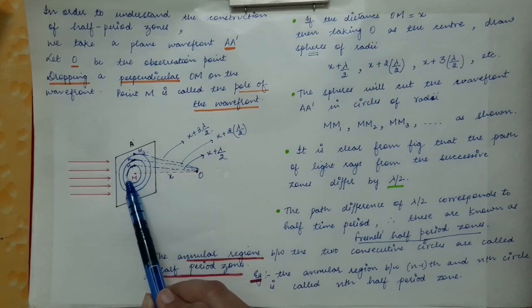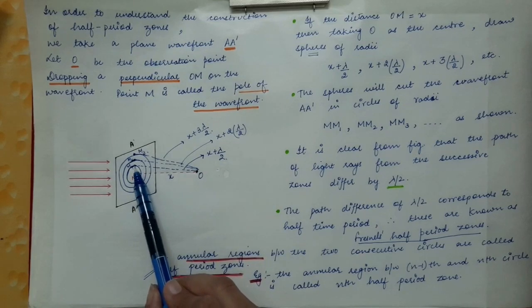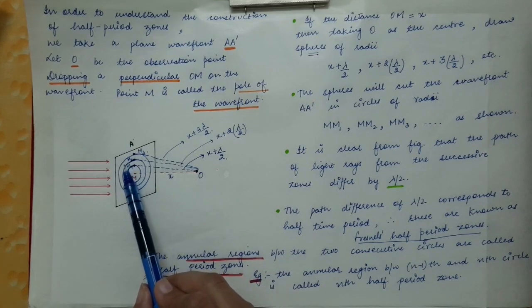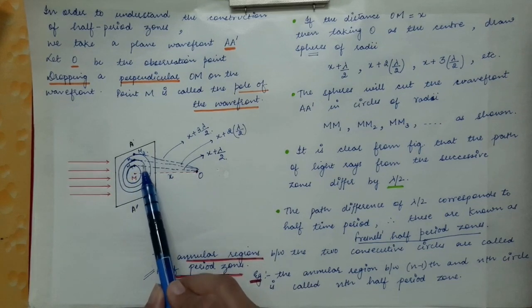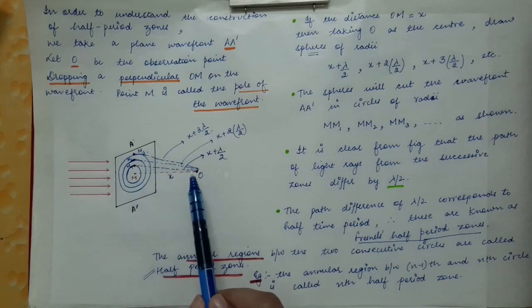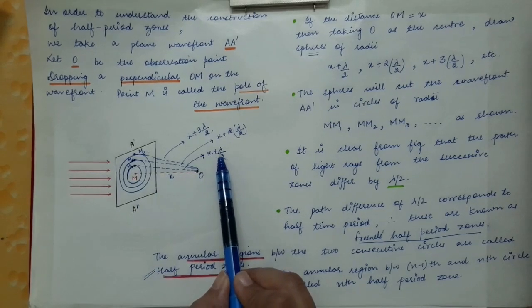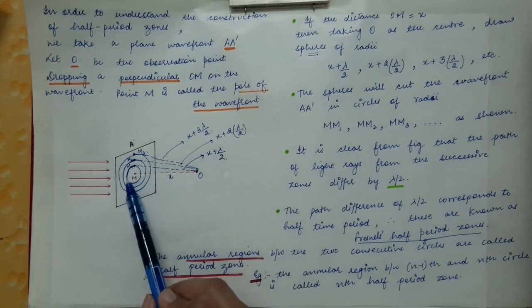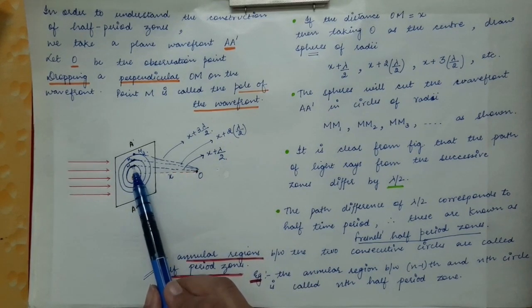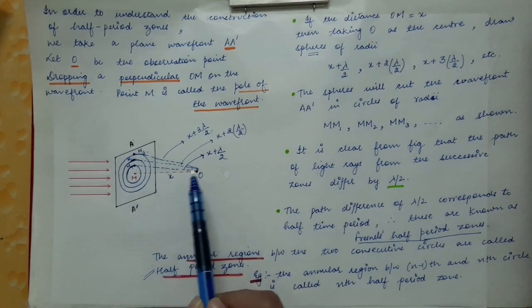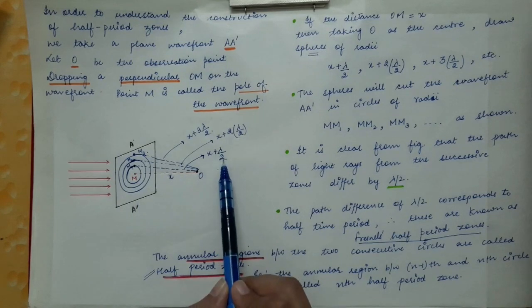So all the points on the circumference of the first circle will be at an equal distance from the observation point O, whereas all the points on the second circle will travel a path of x plus 2 lambda by 2. Now the light rays coming from the points of the first circle will travel a distance of x plus lambda by 2.